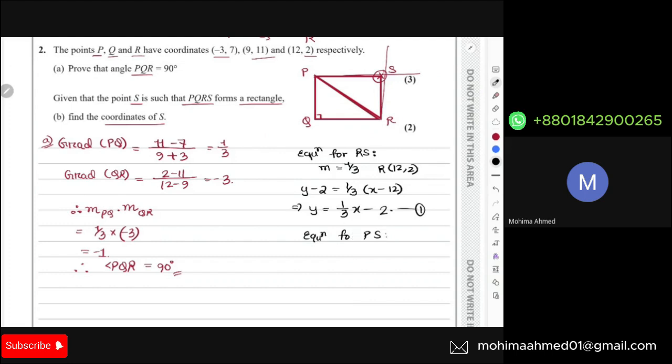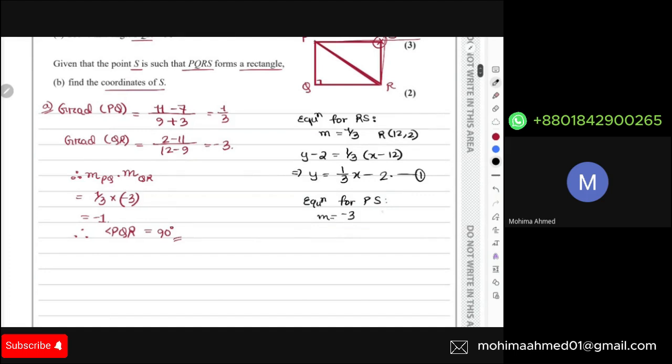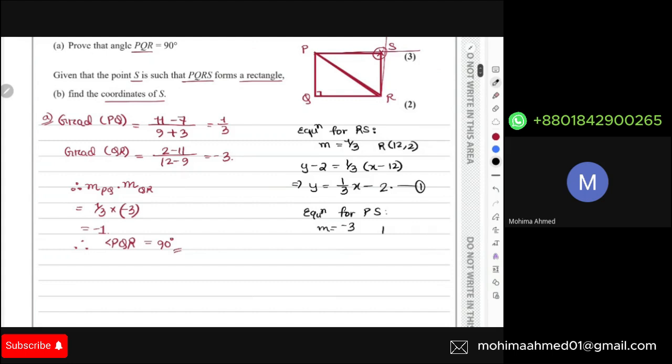PS, for PS, I have to use the gradient of PQ, because, sorry, RQ. Yeah, this one is parallel to PS, so we have to use the gradient for QR. So we have the gradient here as minus 3. If this is minus 3, then also the coordinate over here, I'm going to use the coordinate of P, which is minus 3, 7.